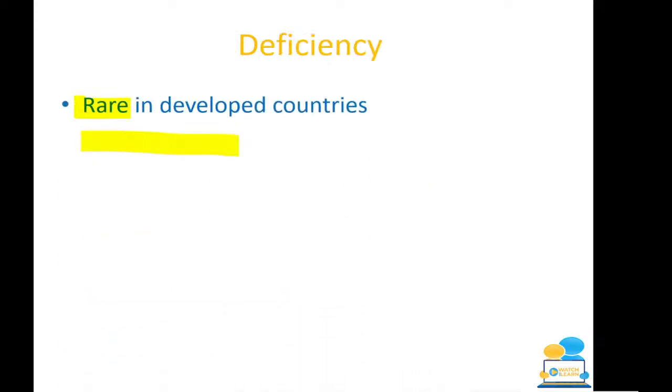So deficiency, what this means is that you don't have enough of a particular nutrient. It's actually pretty rare in developed countries such as Ireland, but in third world countries where people can become malnourished, it can lead to stunted growth, especially in children.